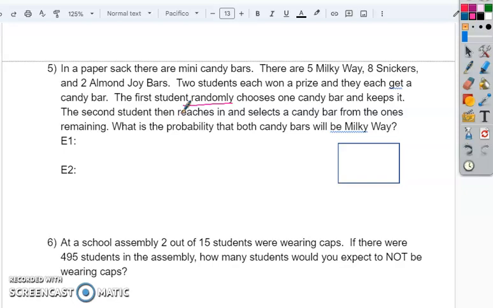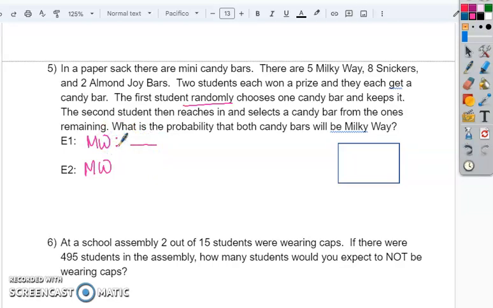Okay, so I'm just going to do it like this. I want a Milky Way, and then I want another Milky Way. Okay? This is dependent probability. Okay? So, this is our first week with it on a practice sheet, so I'm going to walk you through it.